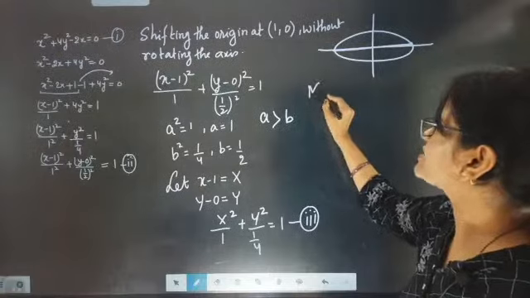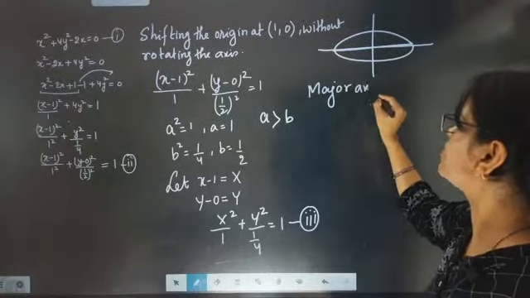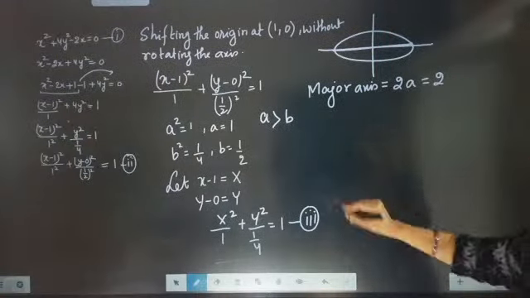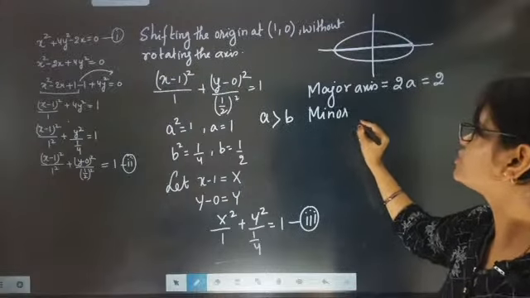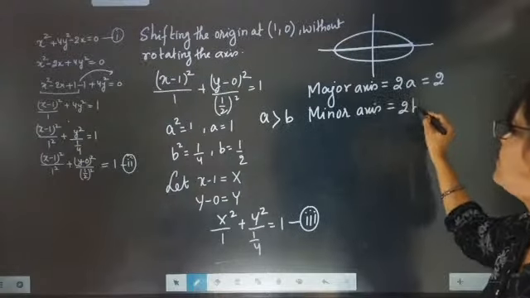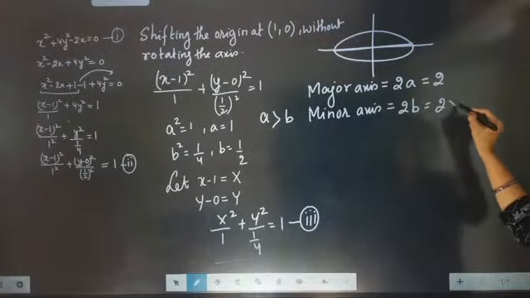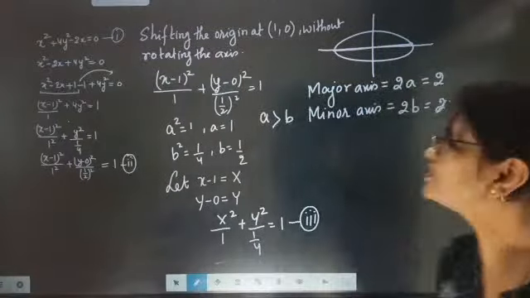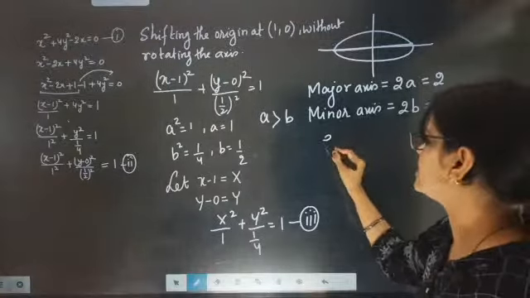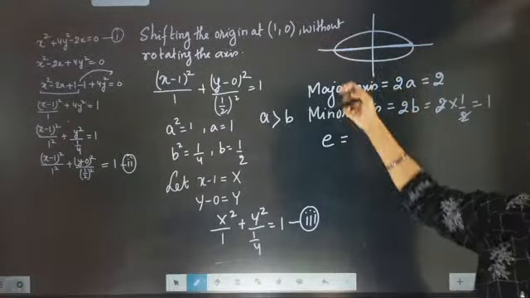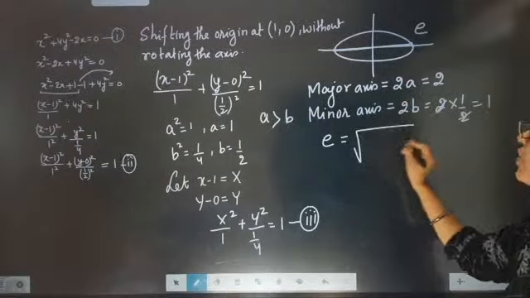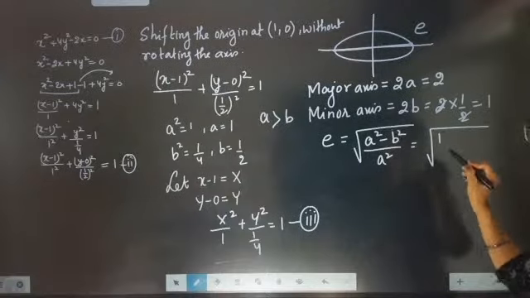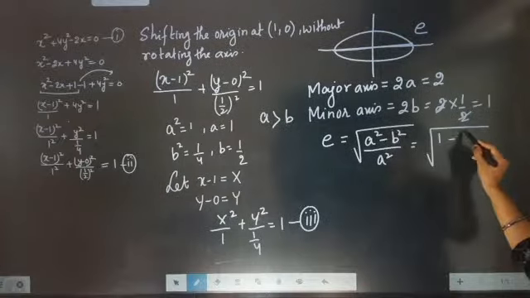Now what is the major axis here? The major axis is going to be 2a. Now what is a? A is 1, so it is going to be 2. Now what will be the minor axis? The minor axis will be 2b. B is 1 by 2, so 2 into 1 by 2 comes as 1. So you got the major axis and the minor axis. After that you have to find the eccentricity. Since the ellipse is resting on the x-axis, eccentricity will be root under a square minus b square by a square. What is a square? A square is 1. What is b square? B square is 1 by 4.